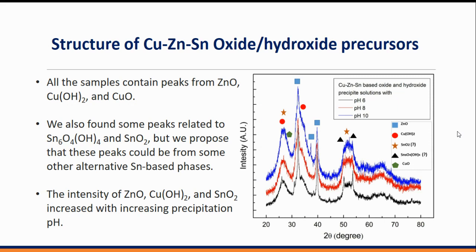And when we look at the crystal structure of this oxide and hydroxide, we realize that the zinc oxide has relatively sharper peaks, however, the rest, the copper and tin oxide and hydroxide, have broader shapes. One thing we realize is that the intensity of the zinc oxide, copper hydroxide, and tin oxide peaks increases with increasing precipitation pH.